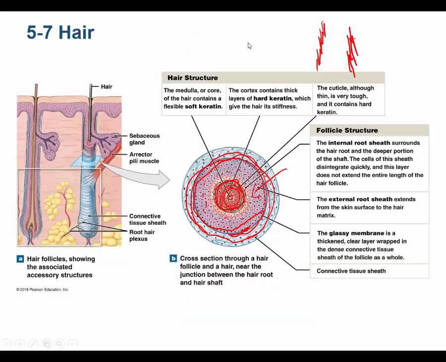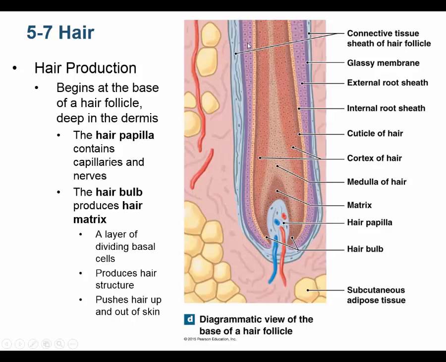Here's a longitudinal section of the hair. So we were looking at a cross section back here, and here's a longitudinal section. It just labels the same stuff that we just labeled. And again, please don't memorize all these layers. All right.